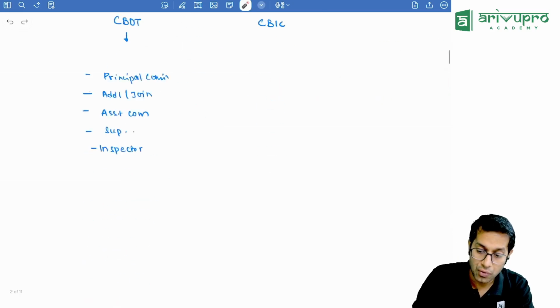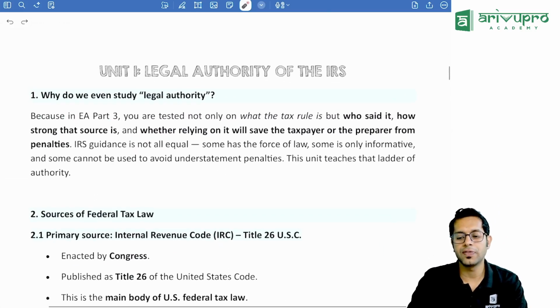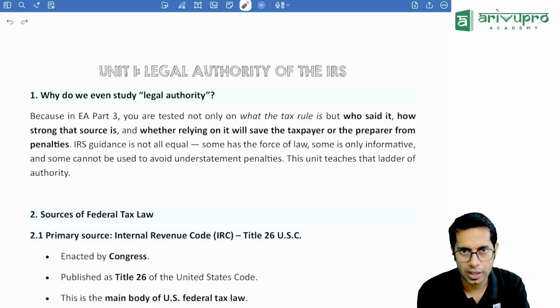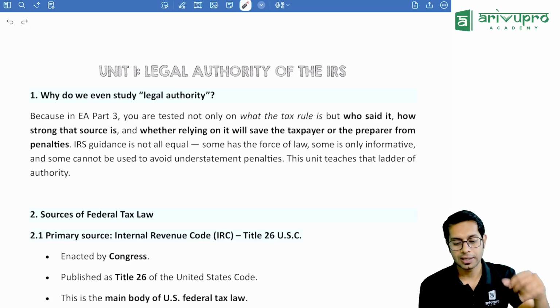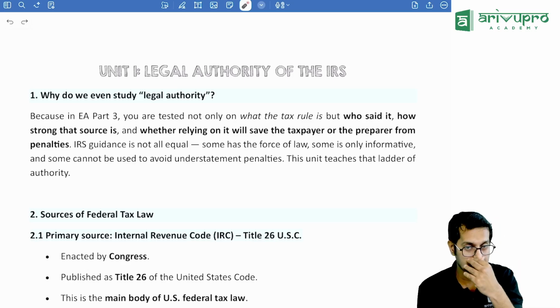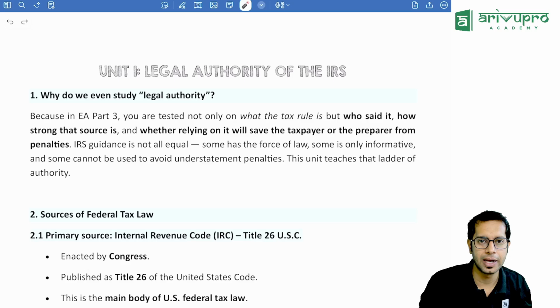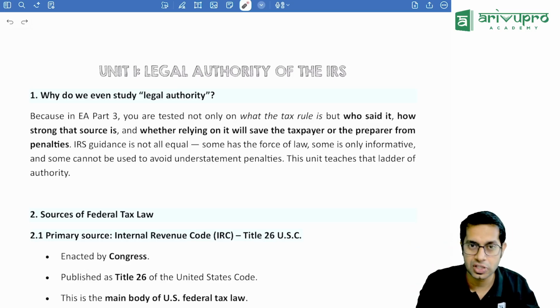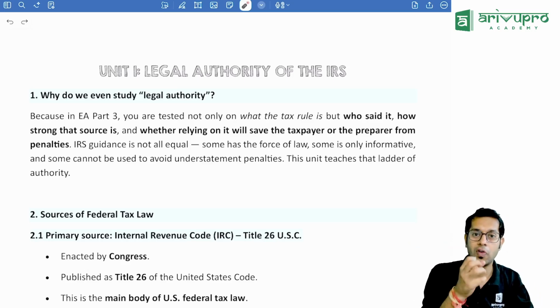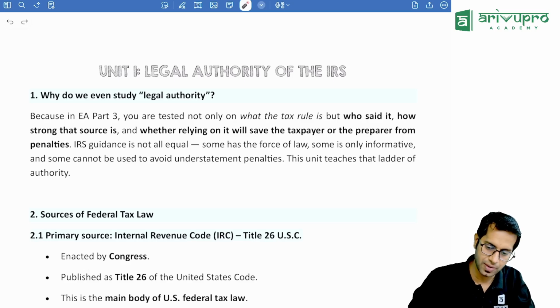So now we are going to study in detail what the different types of legal authorities in the IRS are, what their powers are, what type of regulations are made by them, what type of law is made, and what the source of law is which they use for making the law, etc.